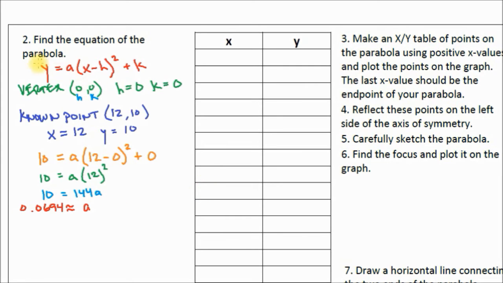Well, now that we have our a value, let's rewrite our equation with the a in there, with the h in there, with the k in there, and that will give us our final equation for the parabola. So y equals a, which is 0.0694, times x minus 0. H is 0, so we can just write x squared, the same as x minus 0 squared or x plus 0 squared. And then the k value is 0. We don't have to write that at all. Class, here is our equation for the parabola that we want. So we found the equation.